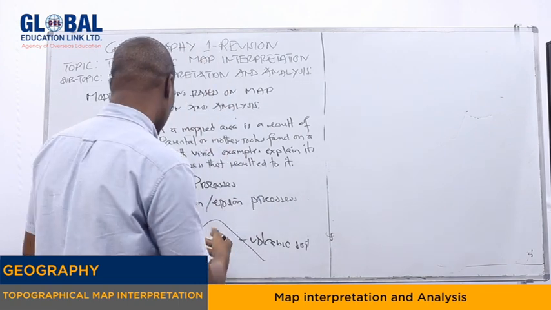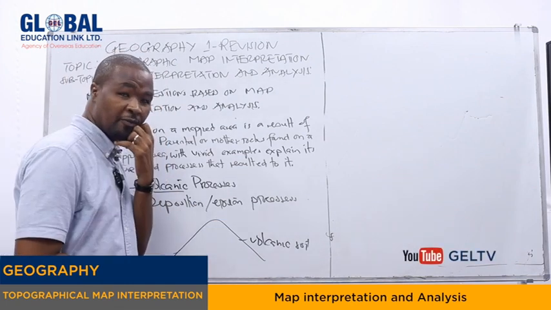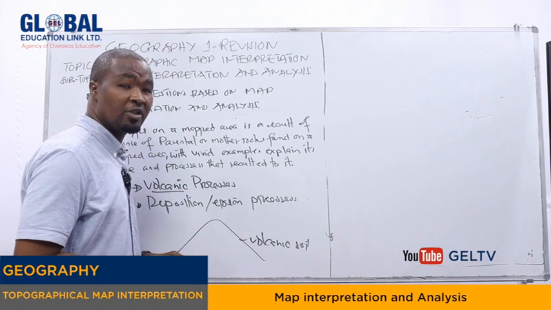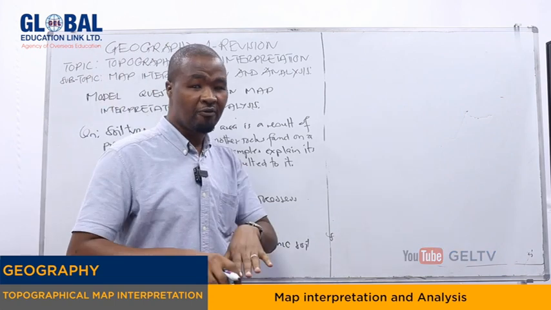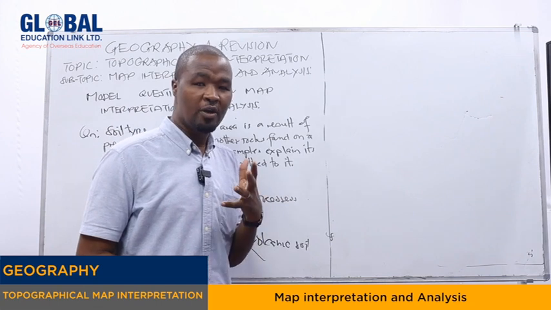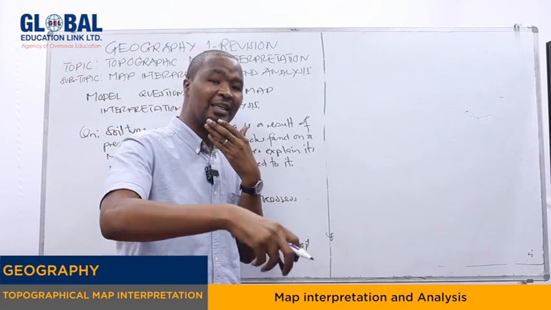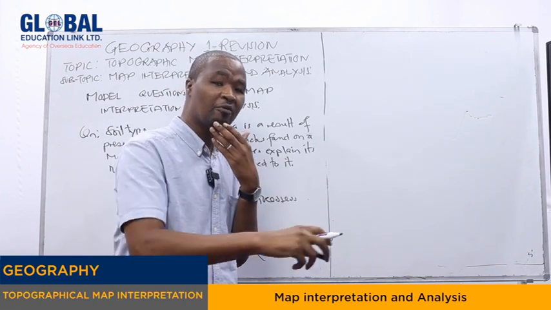Then we go to the other type of soil, which we call deposition soil. Most of the deposition soils are soils found in lowland areas. You see why? Because we are taking erosion and deposition processes as the cause of the formation of that type of soil.